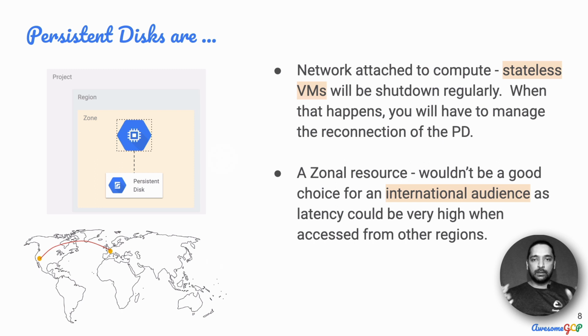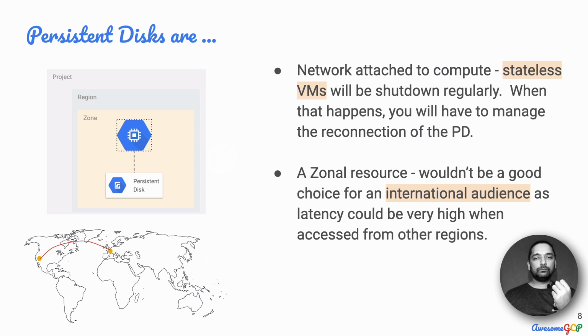Since these are separately attached, and we now have a requirement that the VMs are stateless, which means that they're going to go in and out of existence, and that the machines are going to be shut down and restarted regularly, what exactly happens with the persistent disks? Even though they're network attached, we still need to be able to connect them to the new VMs that come up. So whenever this happens, it becomes your responsibility to ensure that the new VMs that come up automatically are connected to the correct storage, the correct persistent disk.